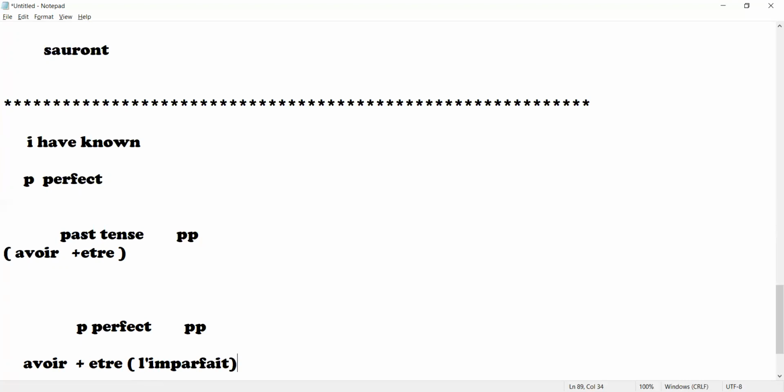So now, repeat after me. In order to make past tense, if we use avoir and être, it is avoir or être in present tense plus past participle, right? But in order to make present perfect tense, again we have a past participle, but avoir plus être with l'imparfait.